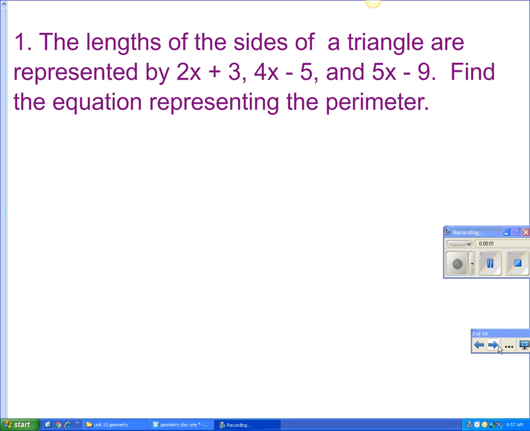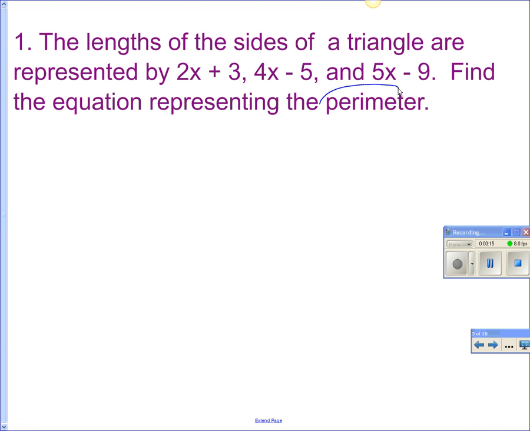Number 1, geometry. The lengths of the sides of a triangle are represented by 2x, 4x minus 5, and 5x minus 9. Find the equation representing the perimeter. Stephen A., what word should I circle? Perimeter. Brandon, what did you just write on your foldable for perimeter?